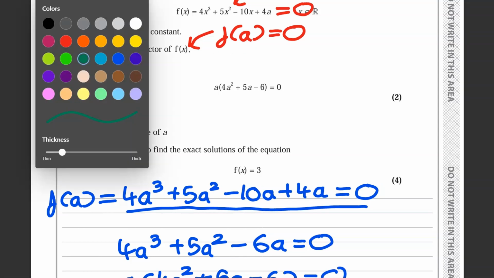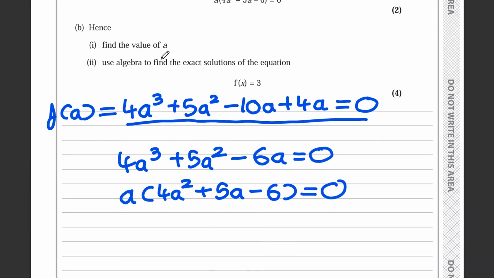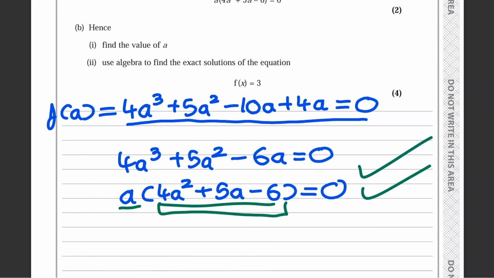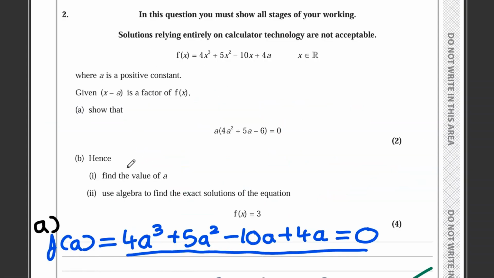In order to get the 2 marks here, you get 1 mark for factorizing out the a here and showing that this here is some form of polynomial. This is 1 mark, and then you get the second mark for showing that this here is the 4a squared plus 5a minus 6.